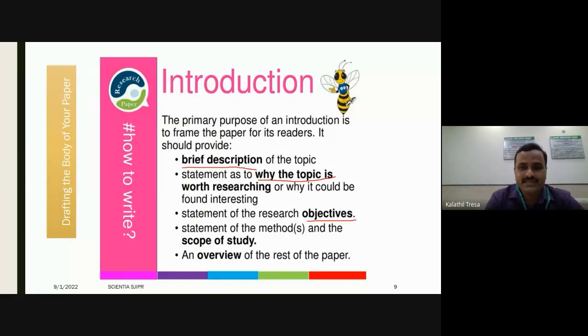Then what is the method used, what is the scope of the study, and overview of the paper. The last paragraph is related with the overview of the paper. Means an attempt is being made, for example, if it is chemistry, to synthesize certain new derivatives of heterocyclic compounds and evaluate their biological activity by so and so method. That is a brief overview of the rest of the paper. So these 5 parameters we have to consider while writing the introduction. That is a brief introduction, why this topic is worth researching, what the objectives are, and what the scope of the study and overview of the research are.